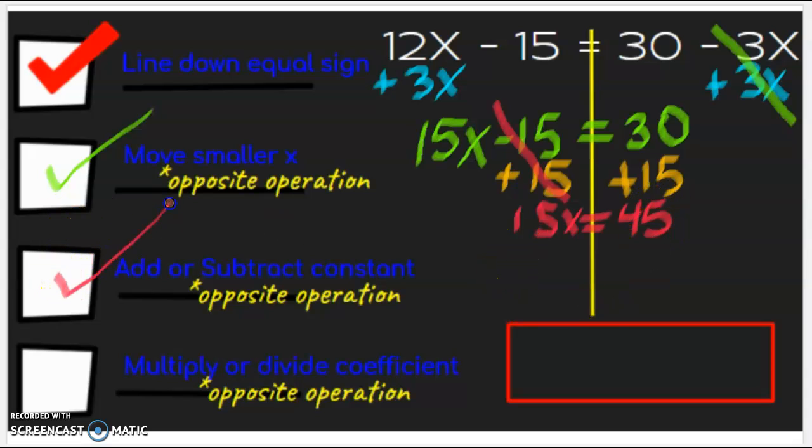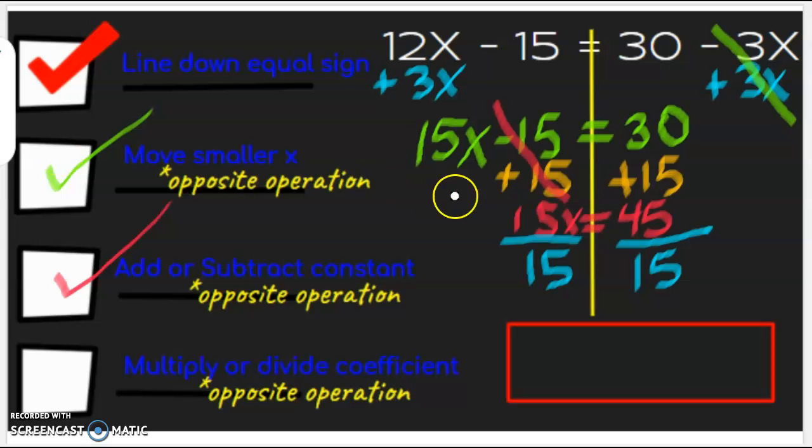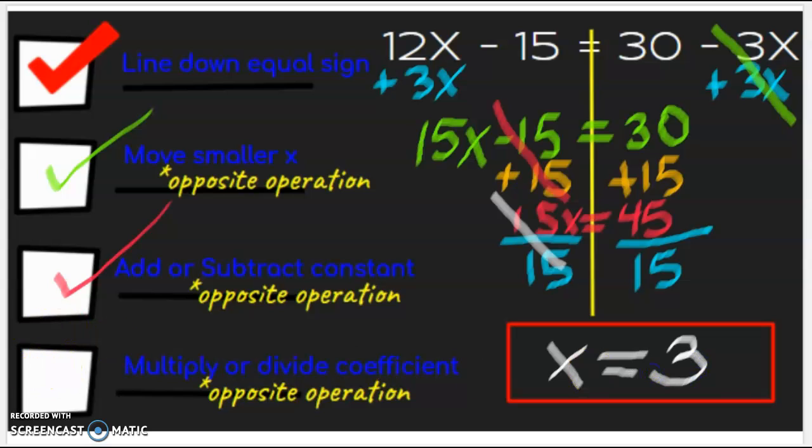And then my last step of my checklist is to multiply or divide by the coefficient that I have. So I'm going to divide by 15 because it started with multiplication, 15x, right? So if I do it on the left side, I have to do it on the right side as well. 15 divided by 15, remember that simplifies to just be 1. So I am left with x equals 45 divided by 15 is 3. I can check off my last box, and our final answer is x equals 3.